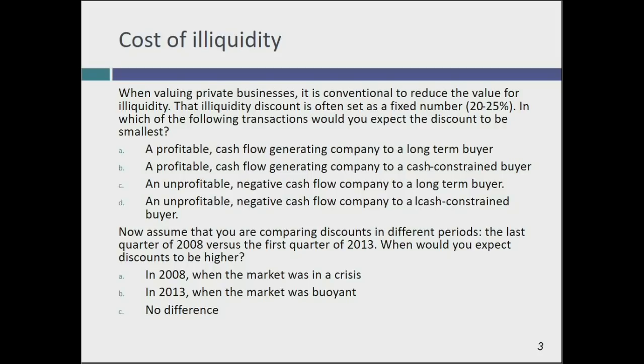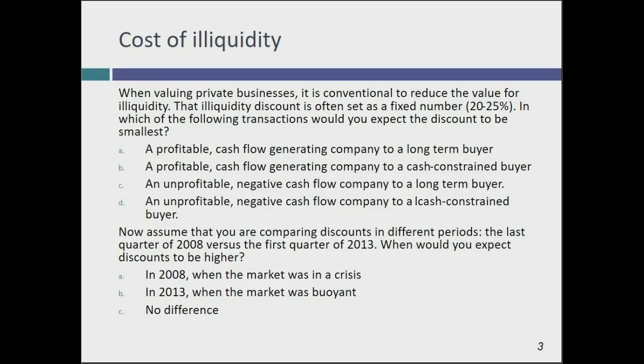So I'm going to give you a bunch of companies, and I'd like you to tell me in which of these companies you'd put the smallest illiquidity discount. The first is a profitable cash flow generating company being sold to a long-term buyer. The second is a profitable cash flow company to a cash-constrained buyer. So basically, you have two choices, either a profitable cash flow generating company or an unprofitable one, a buyer who's long-term or the buyer's cash-constrained.